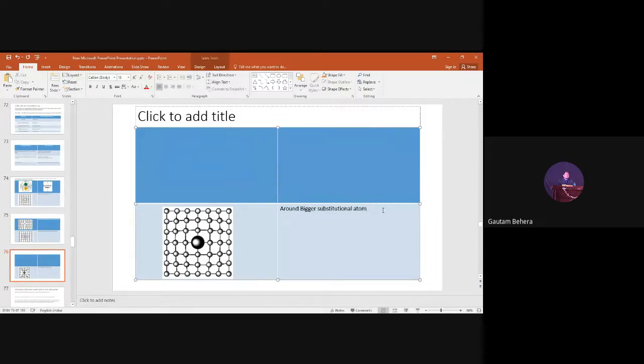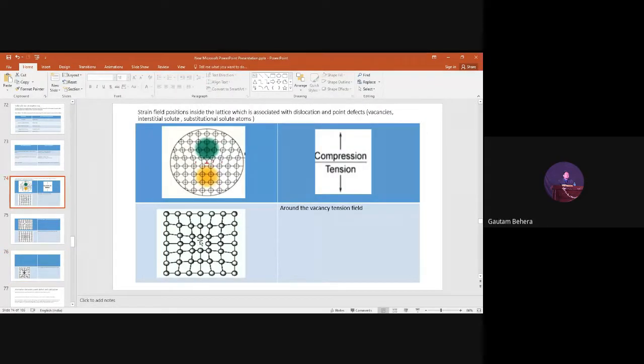Which kind of field? Compressive. Sir, if we consider the substitutional point, there will be a tensile field. So around that substitutional point, there is compressive strain, a compressive field. But at the substitutional point, there will be a tensile field. Listen carefully. If there is no atom here, obviously this is a tension field.